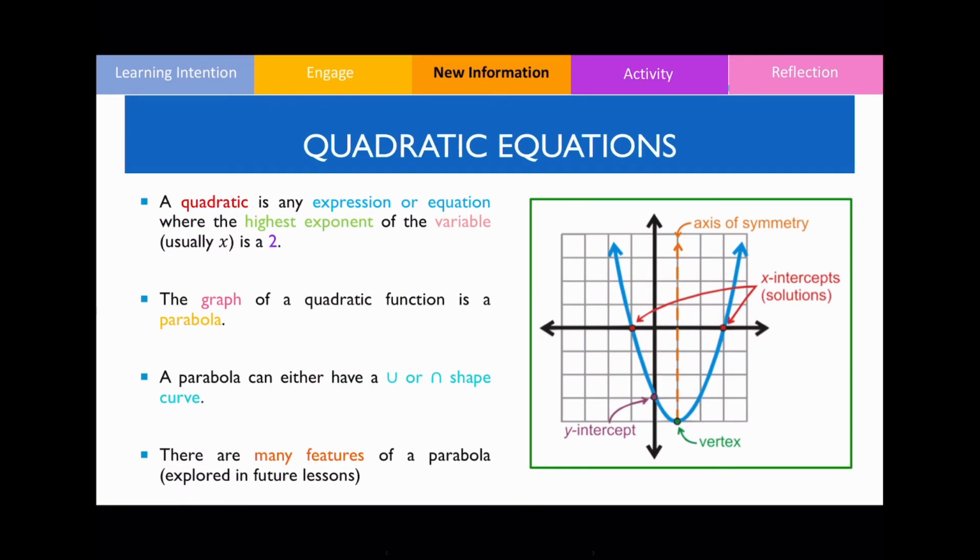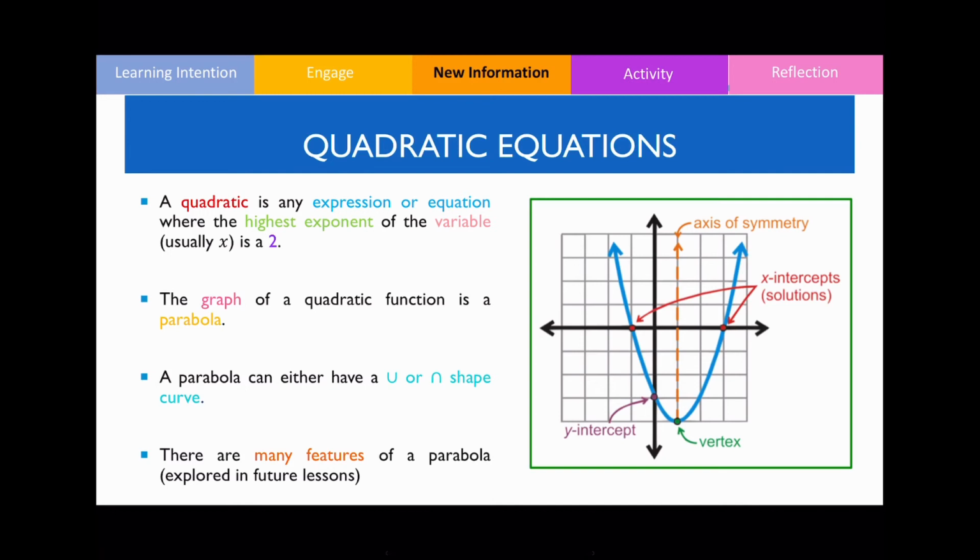A quadratic is any expression or equation where the highest exponent, meaning the highest power of the variable, is 2. The graph of a quadratic function is what we refer to as a parabola, okay? A quadratic is pretty much the symbolic equation, whereas a parabola is the graph of a quadratic equation, okay? And when you graph this, it could either have a happy face or an unhappy face shape curve.